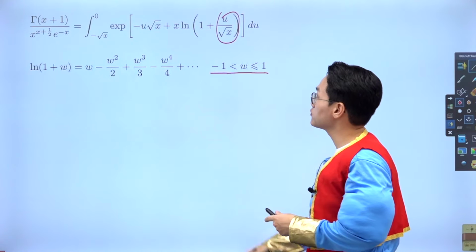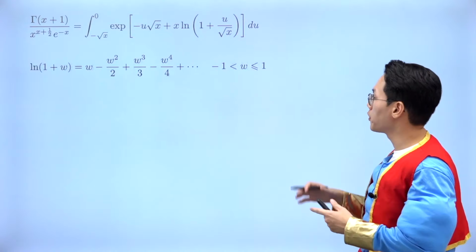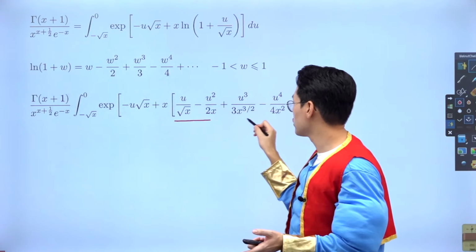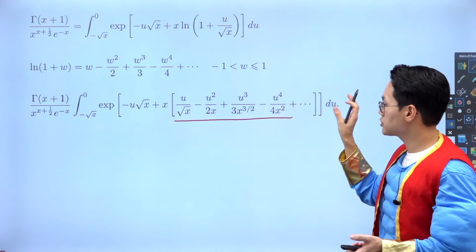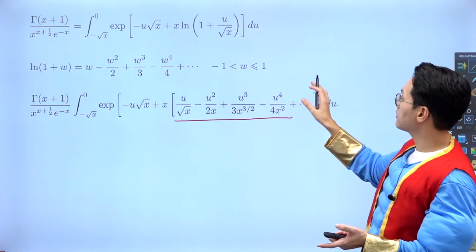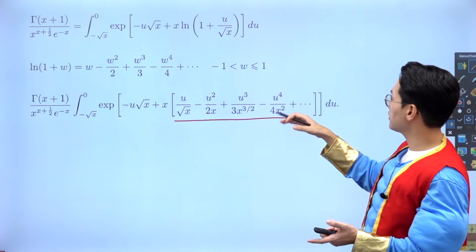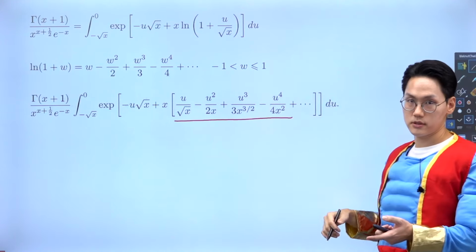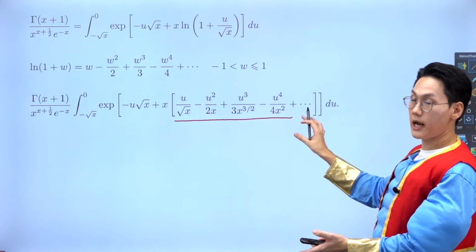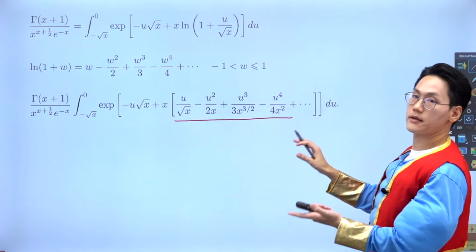Let's try that. If you put that in the power of 1, 2, 3, 4, I can simplify the expression as the following. This is just a substitution of the Maclaurin series of log, where the omega, the variable that I initially had, is replaced with the u over square root of x. That's just expansion. I'm just using the Maclaurin series.